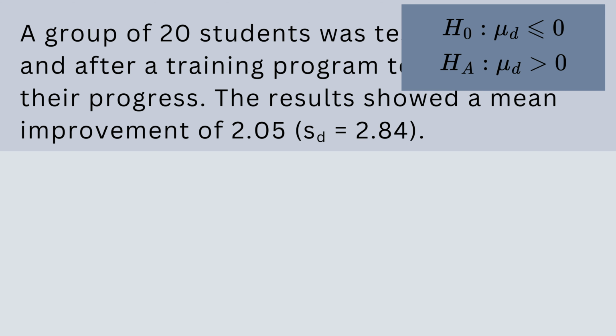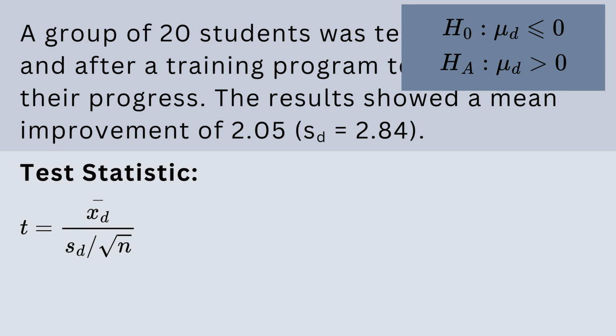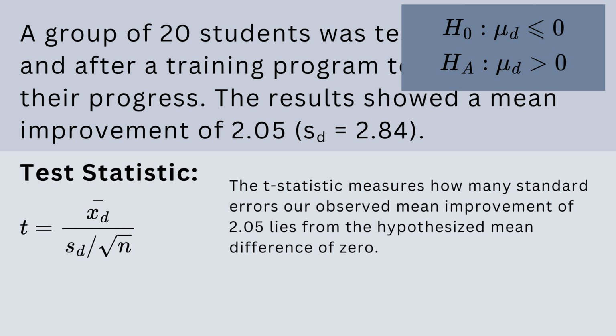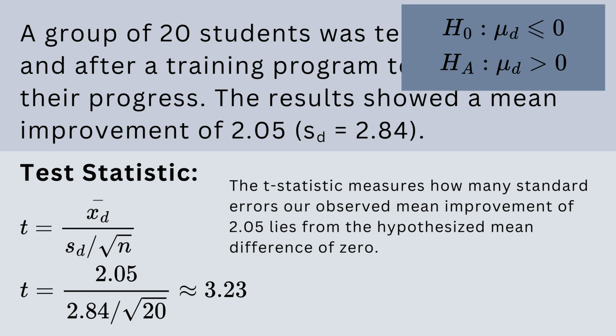Next, we use our sample data to calculate the t-statistic. This value measures how many standard errors the observed mean improvement of 2.05 lies from the hypothesized mean difference of 0. Now, based on our sample size of 20 and a standard deviation of 2.84, our t-statistic is approximately 3.23.